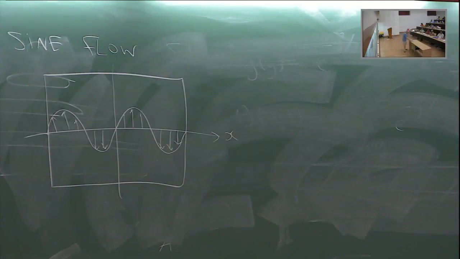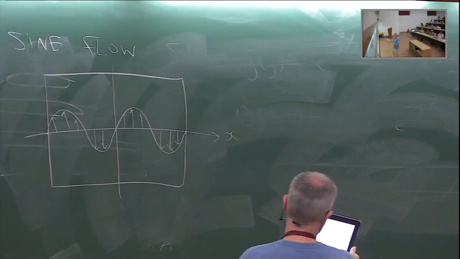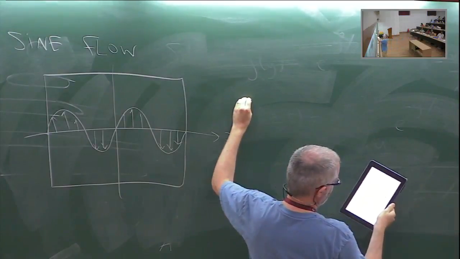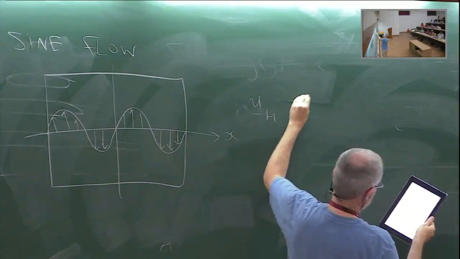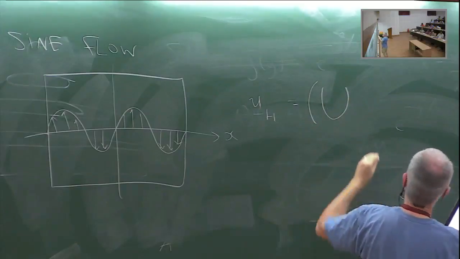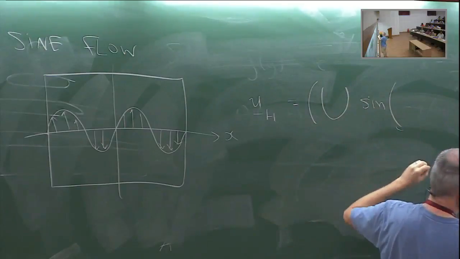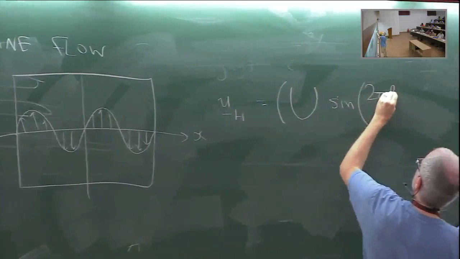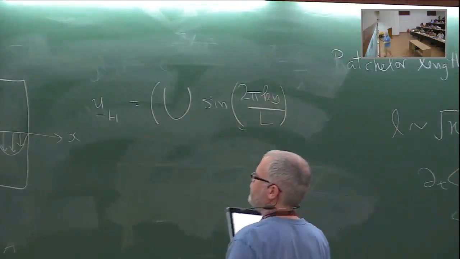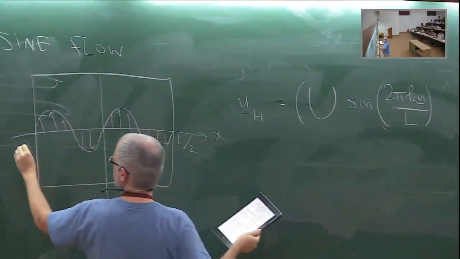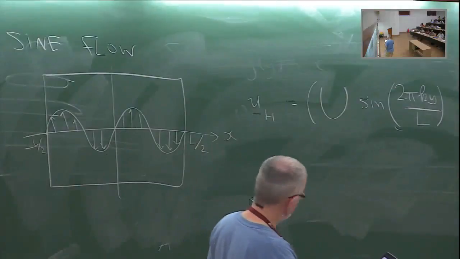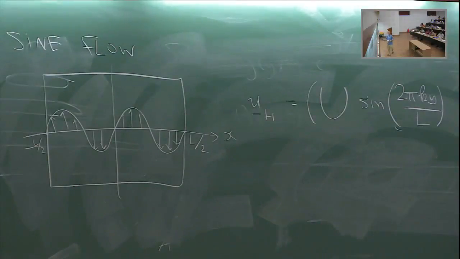Okay? So I'm going to write this more precisely. I'm going to say that the velocity field, I'm going to call it the horizontal part, is some amplitude times sine of 2 pi k y over L, where L is the size of my box. I guess my box goes from minus L over 2 to L over 2 in this picture, and same in the other direction. And then the other component of the velocity field is 0.